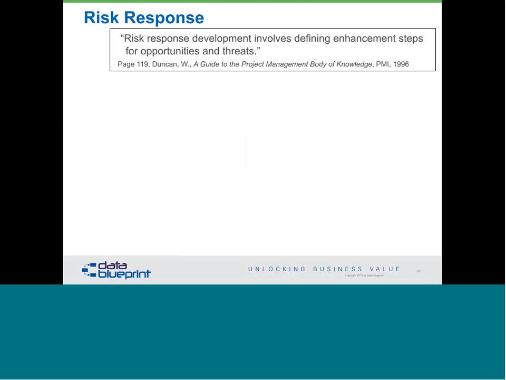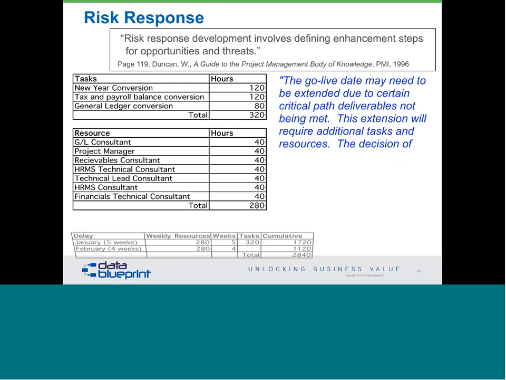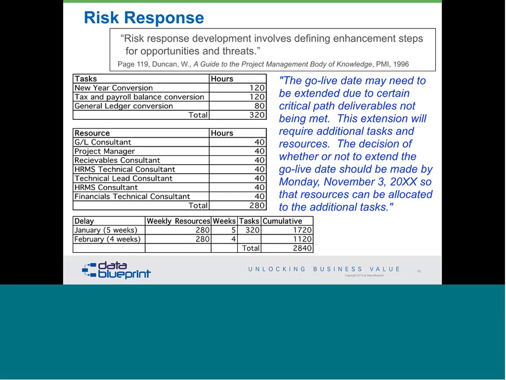Now, if you know anything about project management, you know there's a subdiscipline called risk response. So here is how this company responded to the risks. The first two blocks you see there, labeled tasks and resources, show a total of 320 and 280 hours devoted to the conversion. And they put a little clause in the contract that said the go-live date may need to be extended due to certain critical path deliverables not being met. This extension will require additional tasks and resources. The decision of whether to go or not go should be made by Monday, November 3rd, so that the resources can be allocated to the additional tasks. I already told you they didn't tell them that it didn't work until January the 9th.